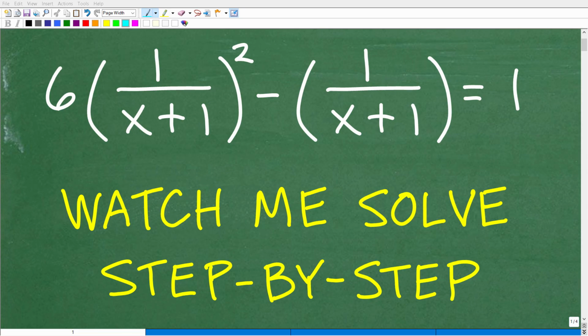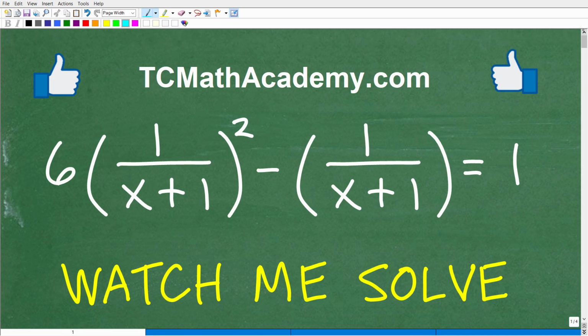But anyways, if you can solve this equation, that'd be fantastic. Matter of fact, put your answers into the comment section. Of course, I'm going to show you the right answer in just 1 second, and then we'll walk through the solution step by step. But before we get going, let me quickly introduce myself.